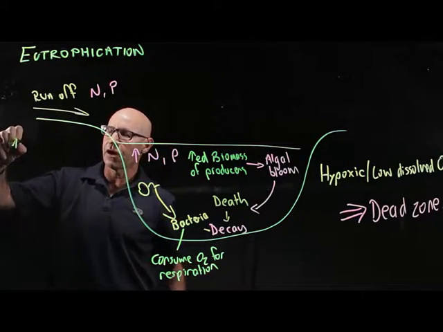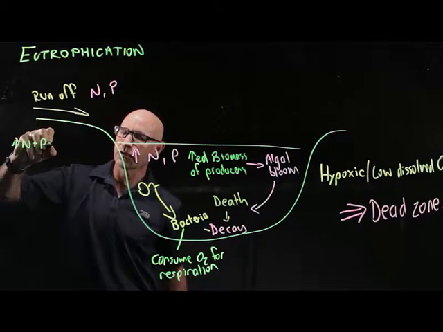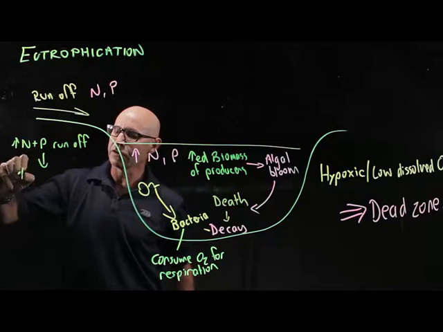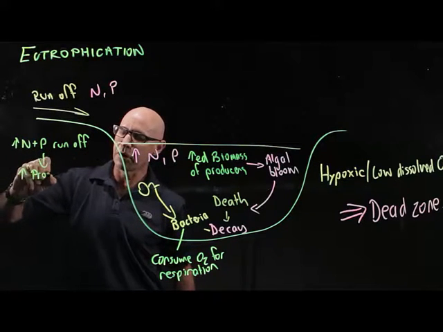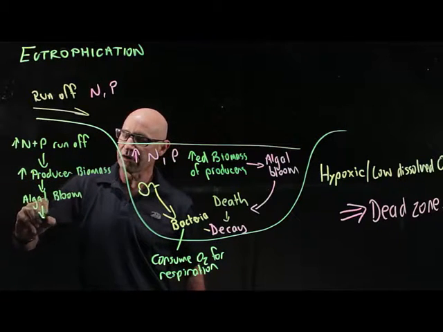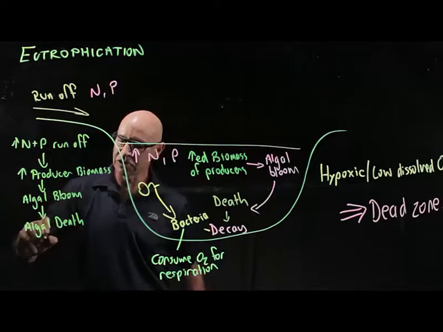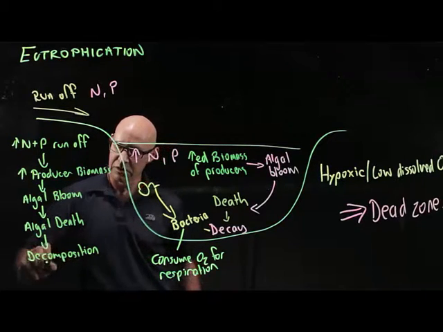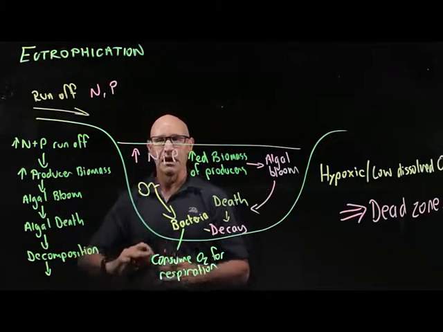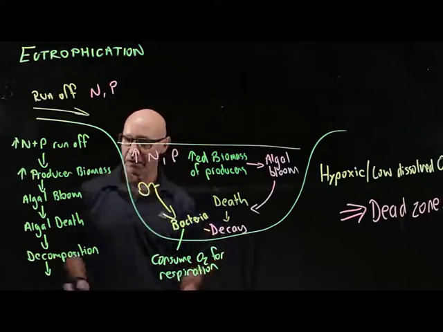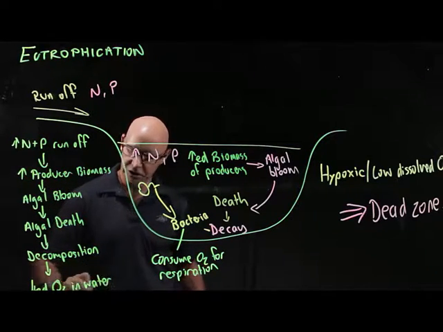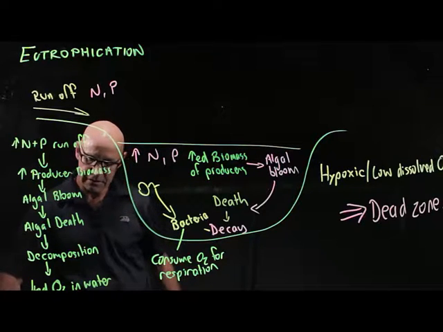First of all, we've got our high nitrogen and phosphorus runoff, and that causes an increase in the producer biomass. So we have an algal bloom, and when that algae dies, we get decomposition, and that decomposition means that we're actually taking oxygen out of the water for the cellular respiration of the bacteria doing the decomposition. Decreased dissolved oxygen, and eventually we have a dead zone.